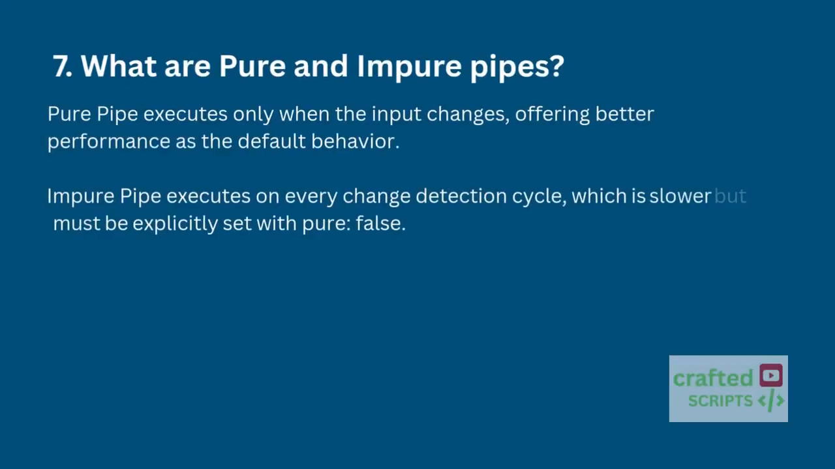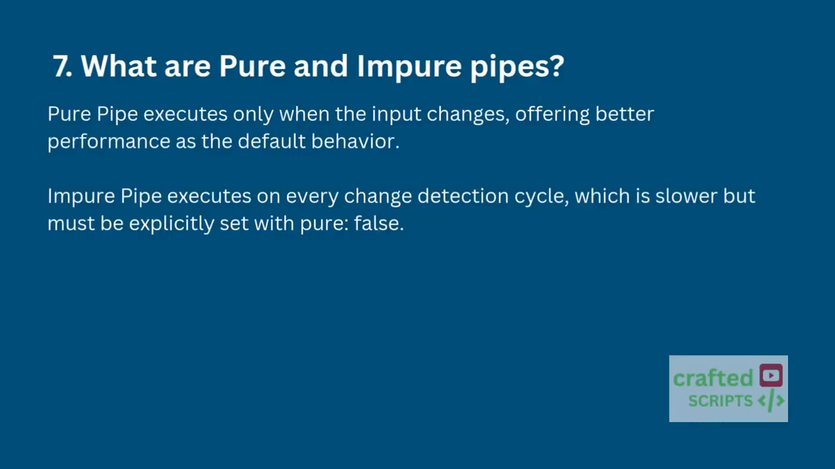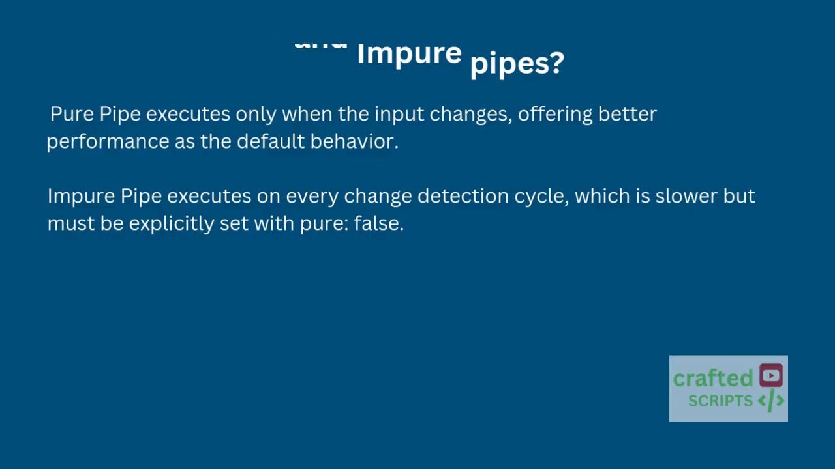Question number 7. What are pure and impure pipes? A pure pipe executes only when the input changes, offering better performance as the default behavior. An impure pipe executes on every change detection cycle, which is slower but must be explicitly set with pure: false.